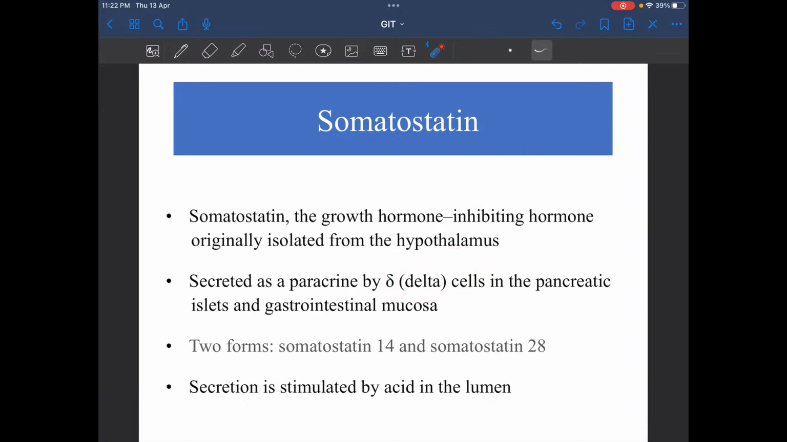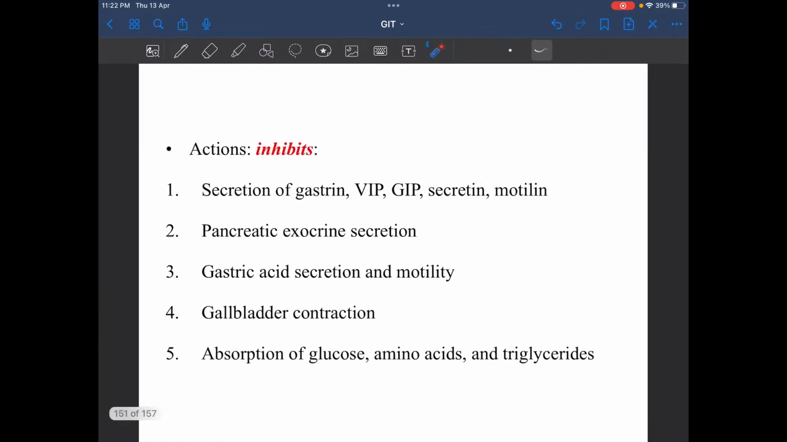Where were they present? Mainly in the gastrointestinal mucosa. And what were they doing? Somatostatin, we know, is a growth hormone inhibitory hormone. But in this case its job was to inhibit the G cells and thereby acid secretion. Okay, and how is it stimulated? It was stimulated by acid itself, to prevent excessive acidity. Okay, so that is the main point of somatostatin. So it's going to inhibit secretion of gastrin. It's going to inhibit everything else as well: secretin, GIP, VIP as well.